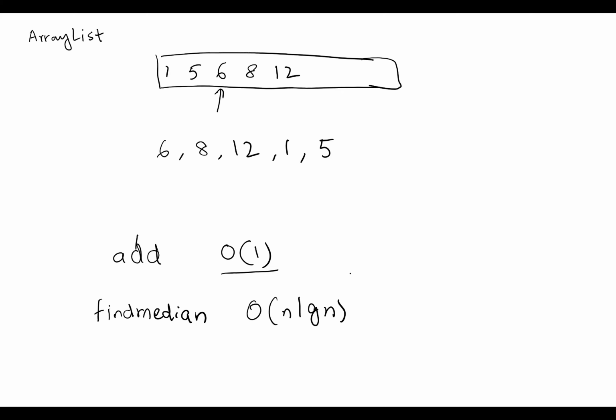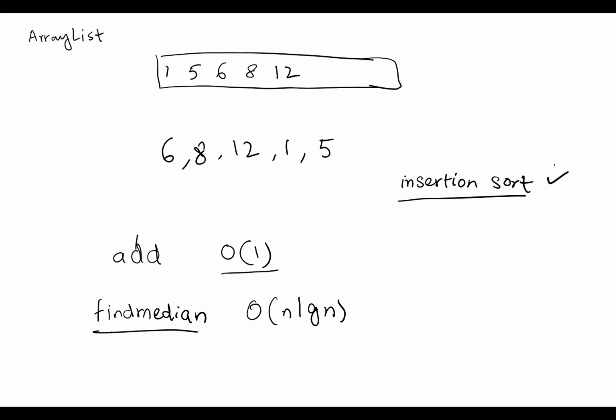Now, why can't we keep the list sorted all the time? How can we actually do that? Let's say somehow we keep the list sorted, which we can do using insertion sort. This time the only difference is that instead of calling the sorting after a find median call, we keep the array sorted all the time. So we use insertion sort.